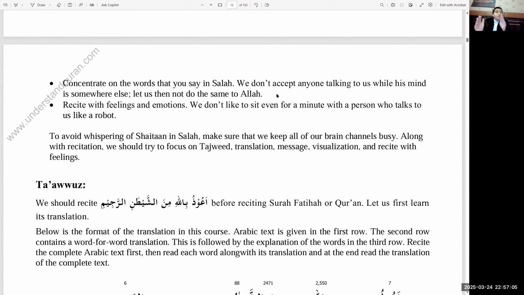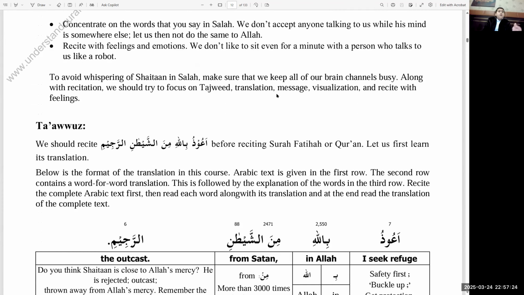To avoid whispering of shaitan in salah, make sure that we keep all of our brain channels busy. Along with recitation, we should try to focus on tajweed, translations, message, visualization, and recite with feelings. Ta'wuz. We should recite أعوذ بالله من الشيطان الرجيم before reciting Surah Al-Fatiha or Quran. Let us first learn its translation.